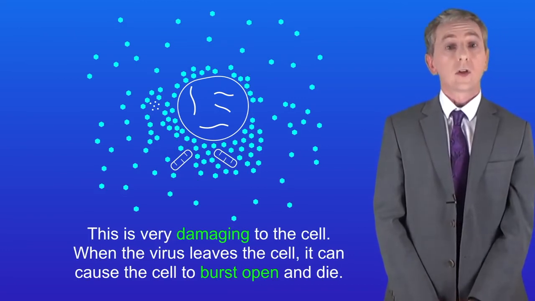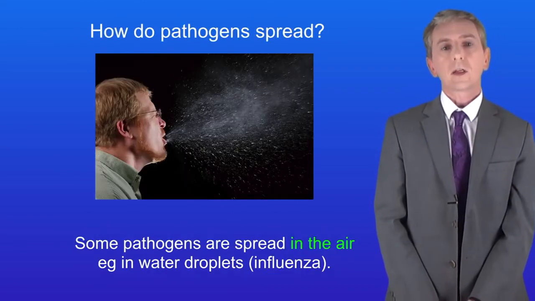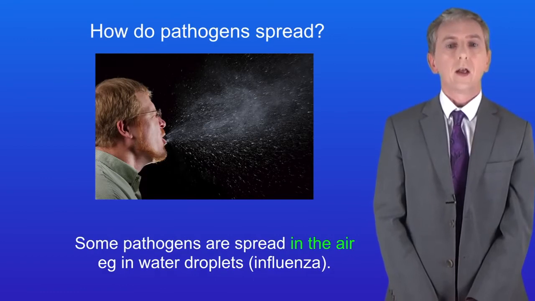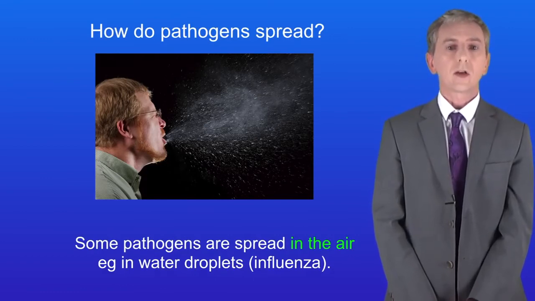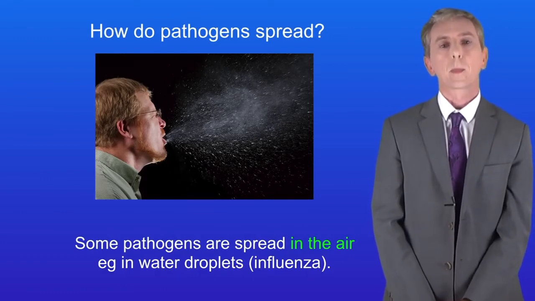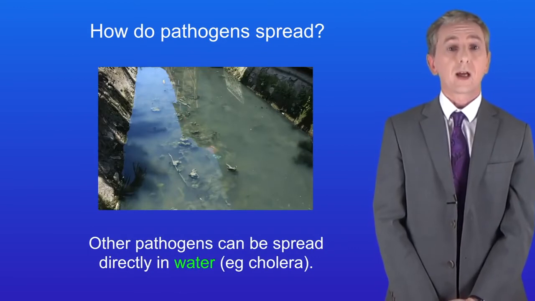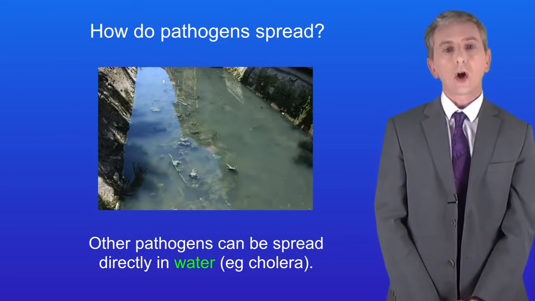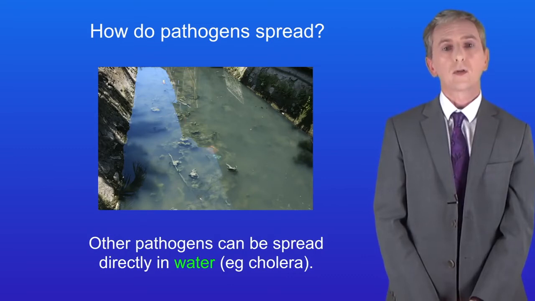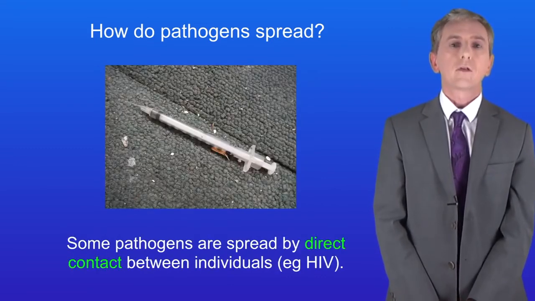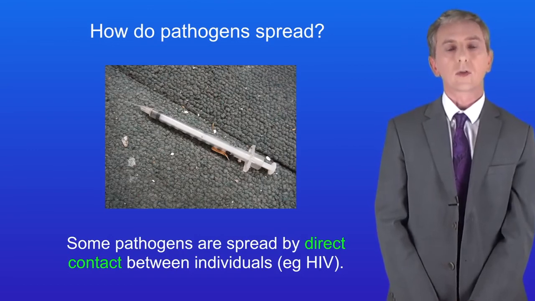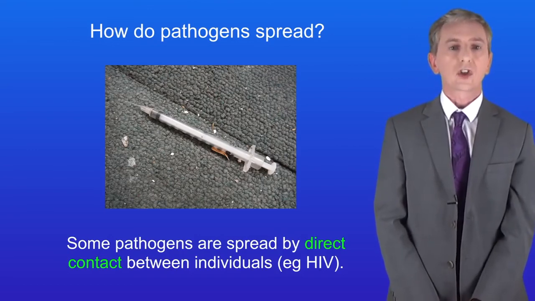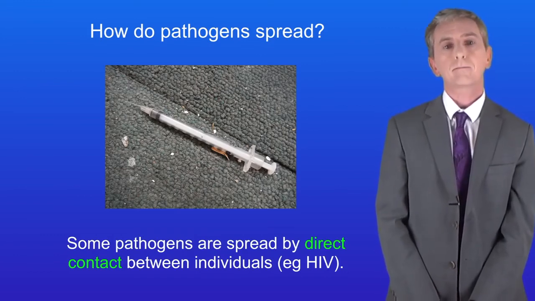Now, pathogens are usually spread in three ways. Firstly, some pathogens are spread in the air, for example in water droplets, and a good example of that is influenza. Other pathogens can be spread directly in water, for example cholera spread when drinking water polluted by sewage. And finally, some pathogens are spread by direct contact between individuals. A good example is HIV, which can be spread when drug users share infected needles. It can also be spread by sexual contact.